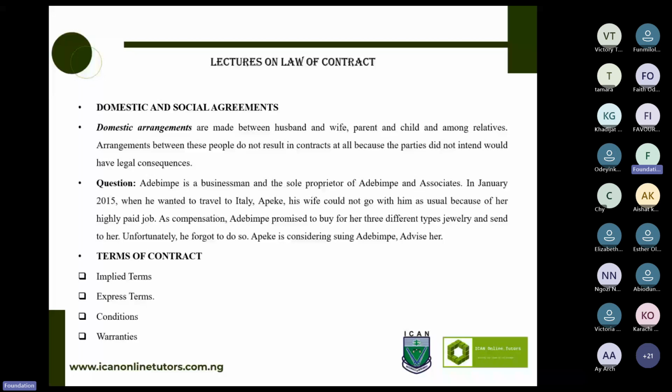In January 2015, he traveled to Italy and Kweke, his wife, could not go with him as usual because of a highly paid job. As compensation, Adebimpe promised to buy her 3 different types of jewelry and send to her. Unfortunately, he forgot to do so. Akweke is considering suing Adebimpe. Advise her.